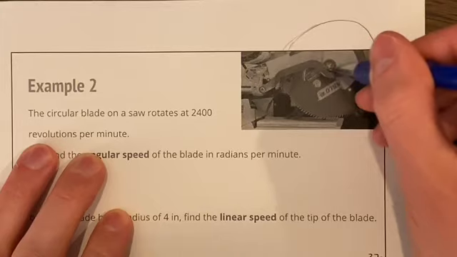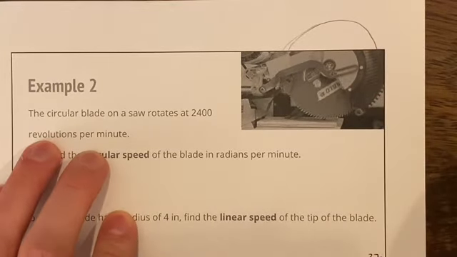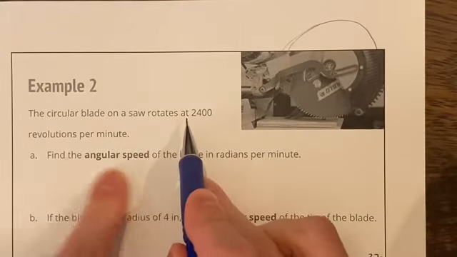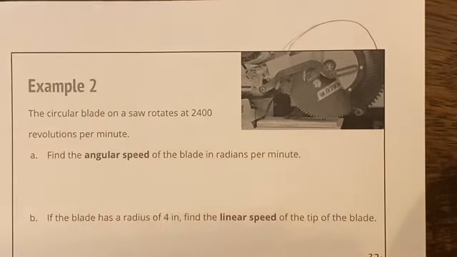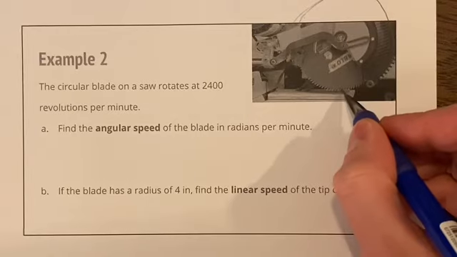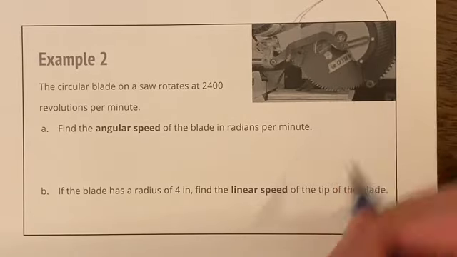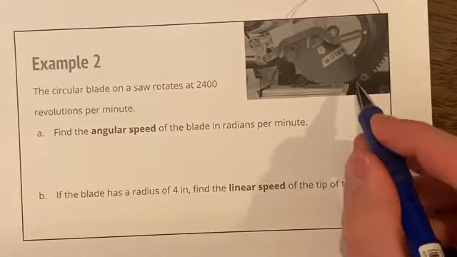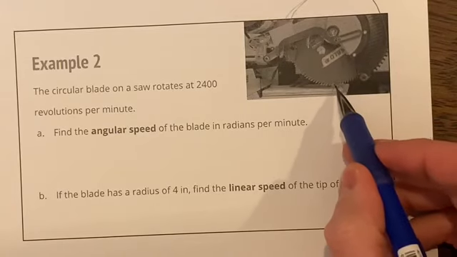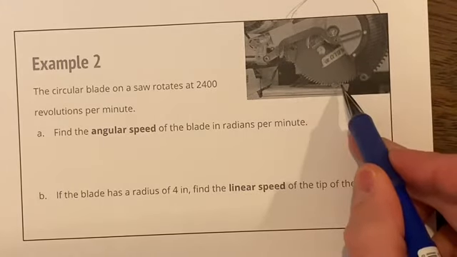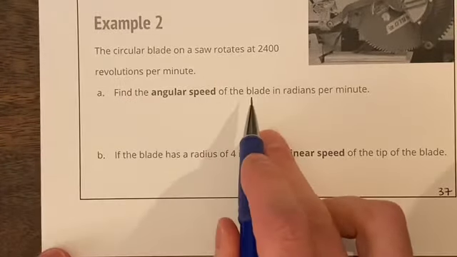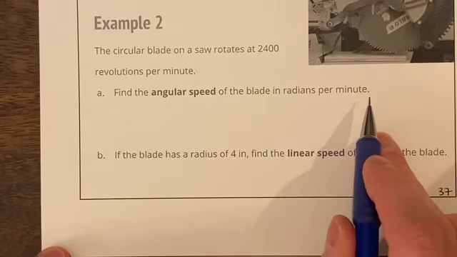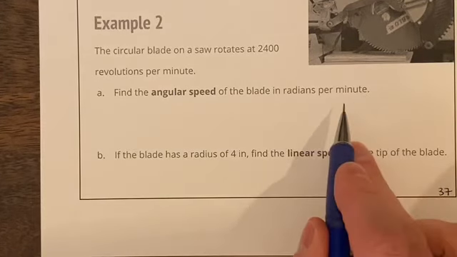And there's the center, so there's our circle. It rotates at 2,400 revolutions per minute. So that means that a particular point, or a particle, is completing one revolution 2,400 times every minute. It says find the angular speed of the blade in radians per minute. Okay, so we need to figure it out in radians per minute.